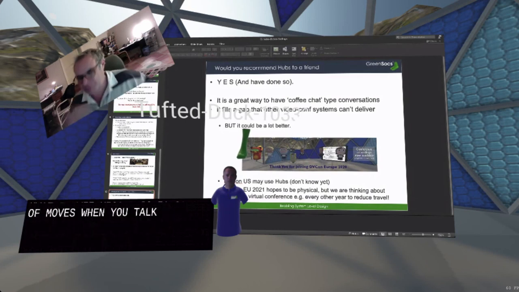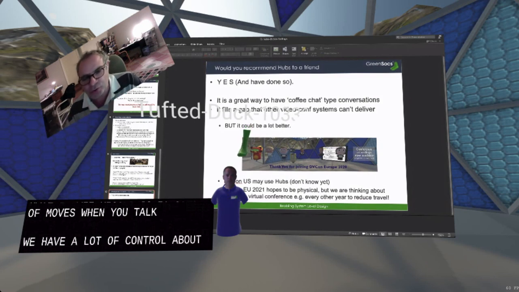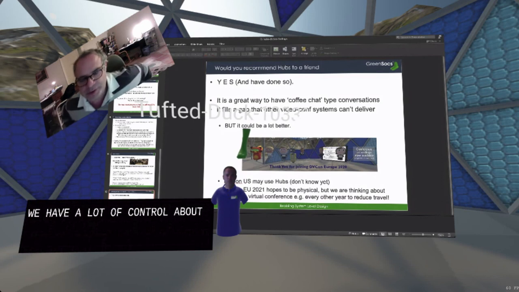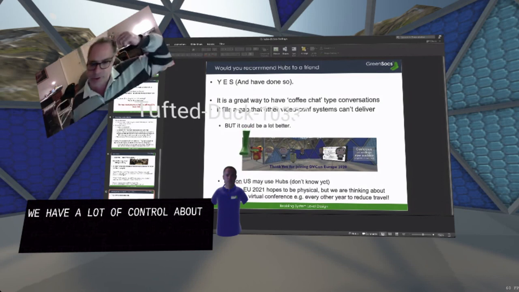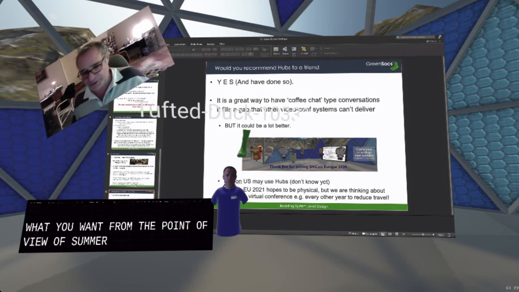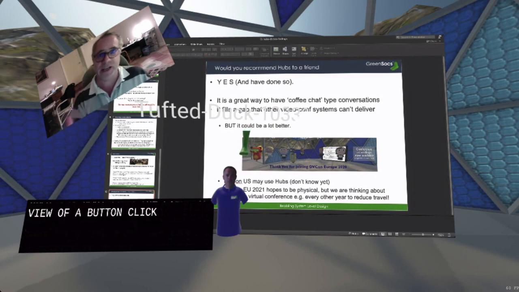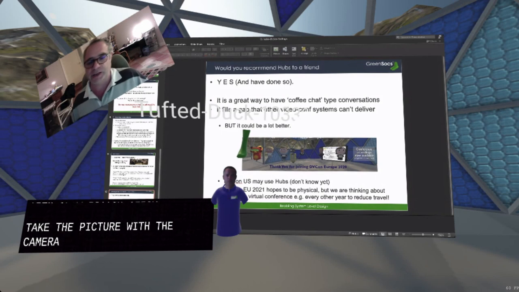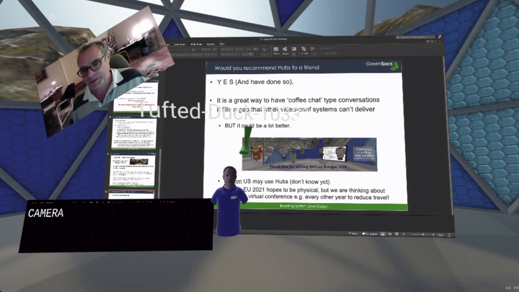I mean, in fact, I know, because I've done it, we have a lot of control over these avatars, and somebody who knew what they were doing could do an awful lot with them. But the trouble is, what you want from the point of view of somebody pitching up to a conference is a button click. Yeah, a tool to make it happen. Exactly. Essentially, it's got to take the picture off the camera and put it onto the avatar, give you a full body, and make it so that the lips move.